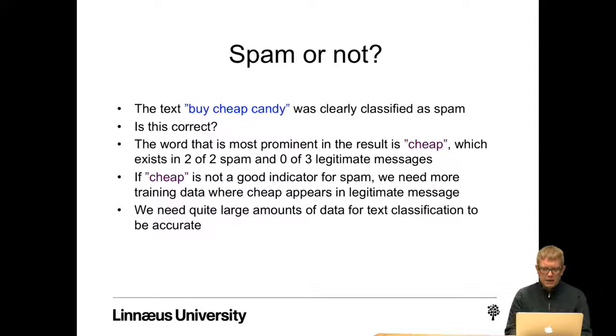So the text buy cheap candy was clearly classified as spam, but is this correct? The word that is most prominent in the result is cheap, which exists in 2 of 2 spam and 0 of 3 legitimate messages. And if cheap is not a good indicator for spam, we need more training data where cheap appears in both spam and legitimate message categories. And we need quite large amounts of data for text classification to be accurate.